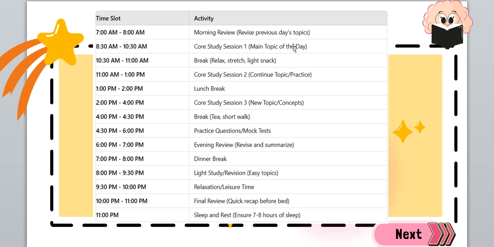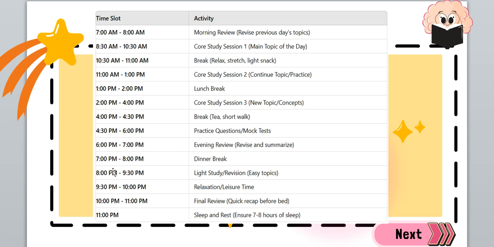Then take some relaxation, breakfast, and then you start with topic 2. If you don't want to have monotonous study, you can start with 2 units simultaneously, or you can focus on 1 unit. So after some time you start with another topic, then after a lunch break you start with the third topic. And in that way, in the later half of the day, you start with the revision. Okay, you practice MCQs, give mock tests, and you revise in the evening.